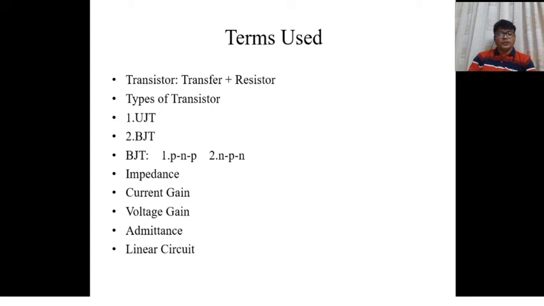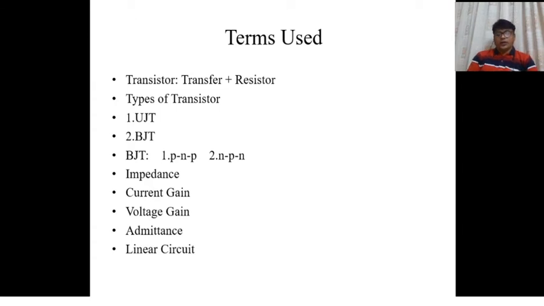The two PN junctions are formed by sandwiching a P-type or N-type semiconductor between a pair of opposite type. There are basically two types of transistors: unijunction transistor and bijunction or bipolar junction transistor, that is, unipolar and bipolar transistors. The bipolar junction transistors are again classified into PNP and NPN transistors.